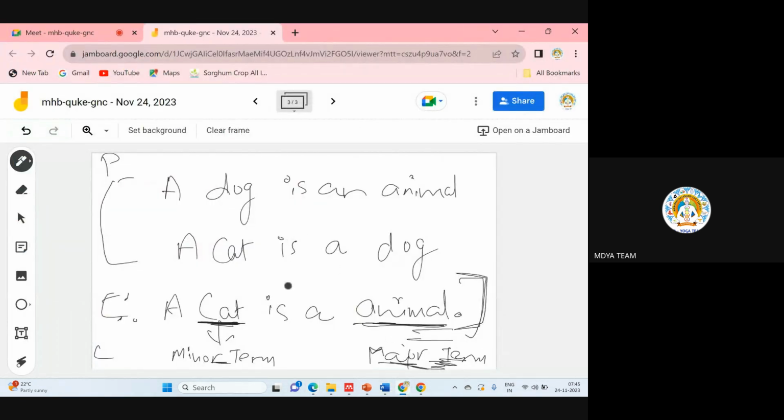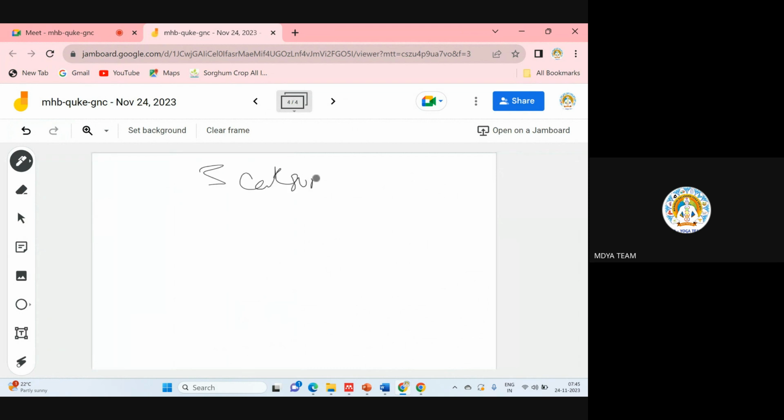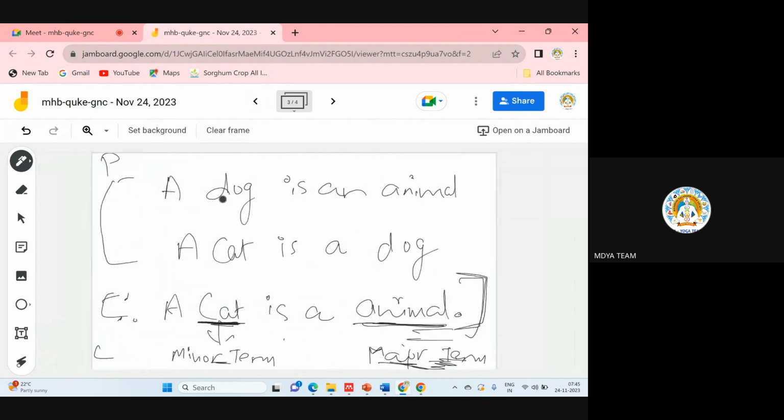Okay. Now, what is the middle term? If you observe this, one term will be missing in the conclusion, because every statement has only two terms. In the conclusion, one term is the minor term, one term is the major term. So the remaining term, there should always be three terms in a categorical syllogism. For example, dog is remaining. The remaining term is not present in the conclusion, but will be present in both the premises. This will be known as the middle term.